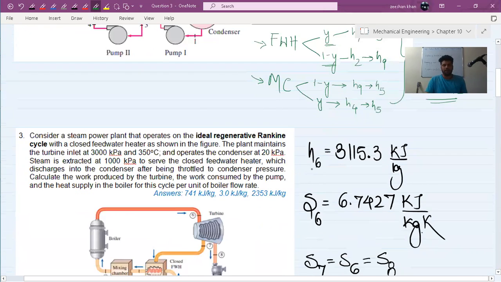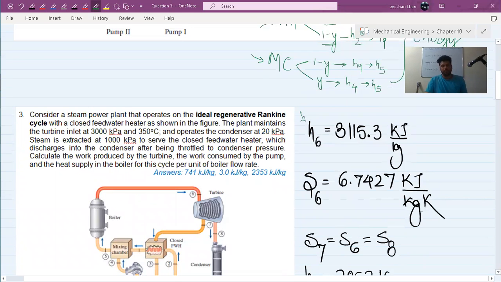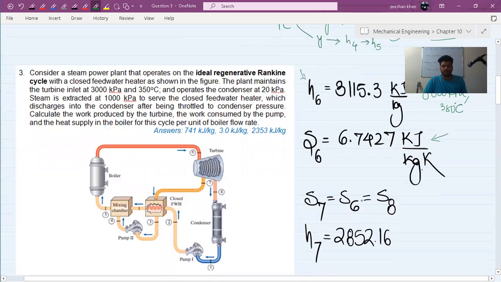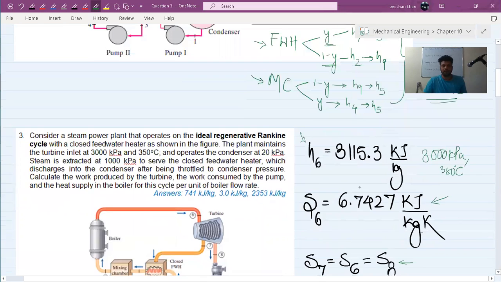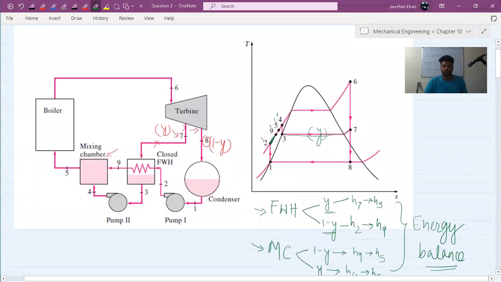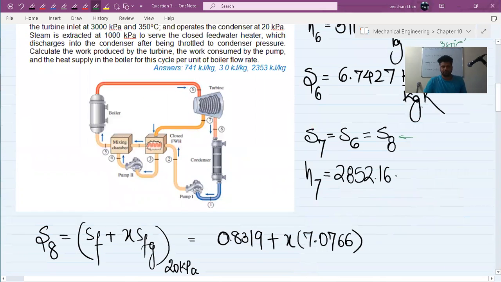Again, H6 can be calculated from the superheater table at 3000 kPa, the turbine inlet, and 350 degrees centigrade, and S6 obviously from the same table. S7, S6, and S8 are all going to be equal because it's an isentropic process right from 6 to 7 to 8. So that gets you the value of H7, which comes out to be 2852.16.